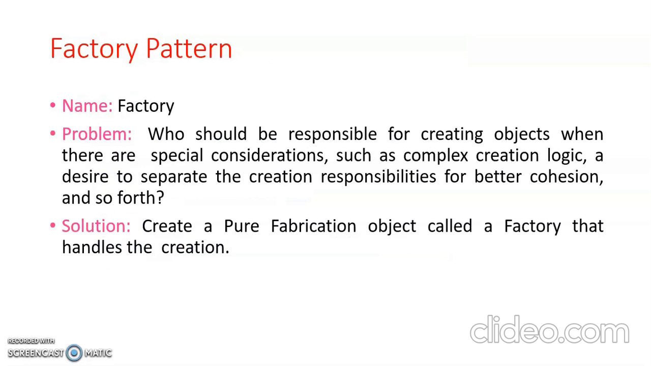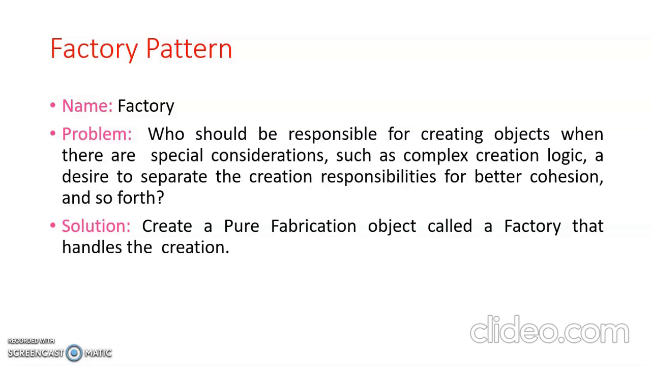In this video we are going to see only the factory pattern. So the problem is, who should be responsible for creating the objects when there are special considerations such as complex creation logic, a desire to separate the creation responsibilities for better cohesion and so forth, which is nothing but who is responsible for creating an object without showing any of the implementations, without showing the actual class name. Okay, so how to create it?